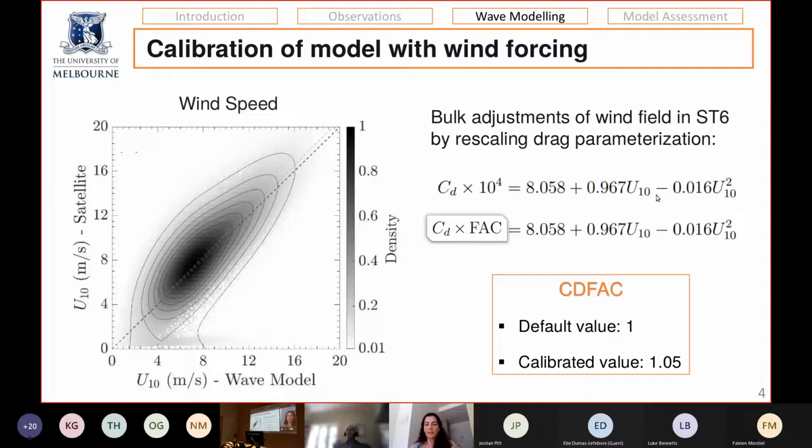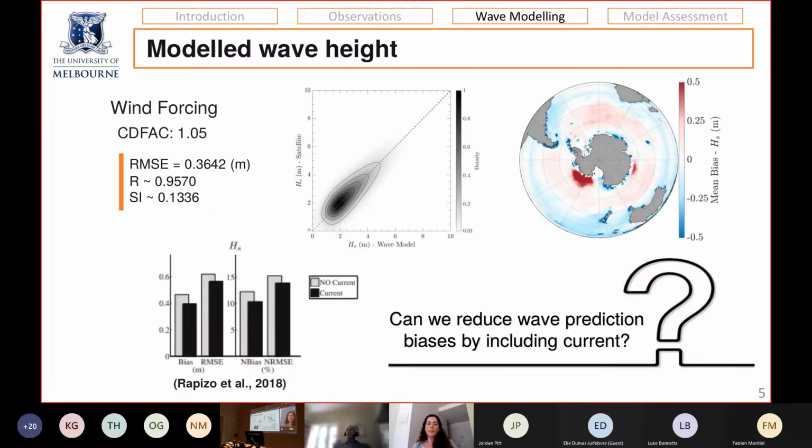This drag parameter, CD factor, that I'm going to call CDFAC from now on, depends on the wind speed. The model is very sensitive to this factor, as you can imagine, because it's basically related to drag parameterization. What I did was to calibrate my model for the southern hemisphere. The default value of CDFAC is 1, and by increasing it to 1.05, I could get a calibrated model for the southern hemisphere. Then I validated my model.